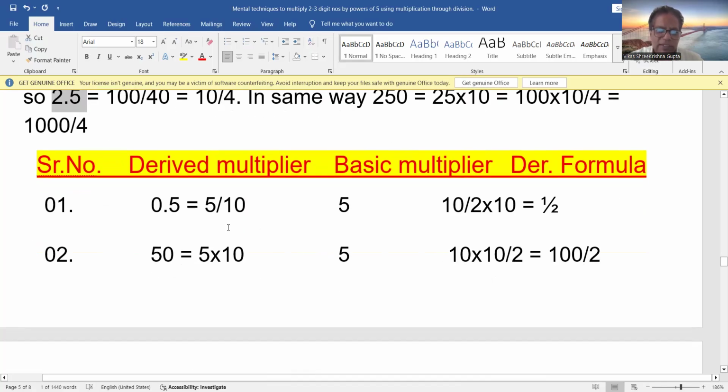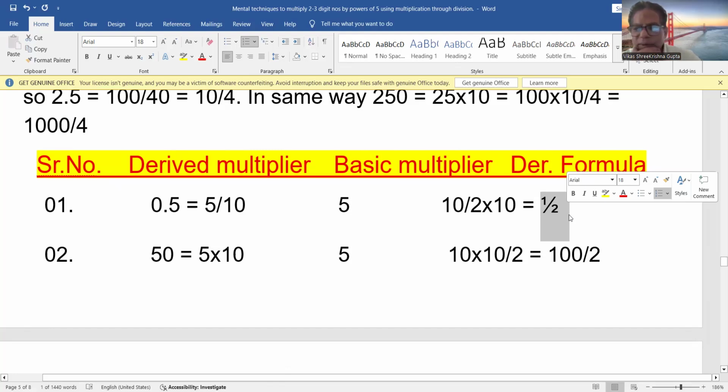So in this table, I have written such techniques. Suppose you have to multiply by 0.5. 0.5 is equal to 5 by 10. I know 5 is equal to how much? 10 by 2. So this is equal to 10 by 2 into 10, which is equal to half only. Means I have to simply divide the number by 2. If I say multiply a number by 0.5, it means I have to simply divide the number by 2.